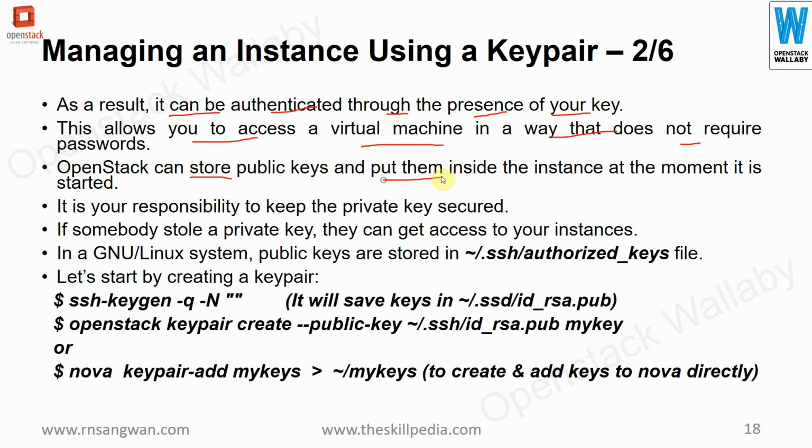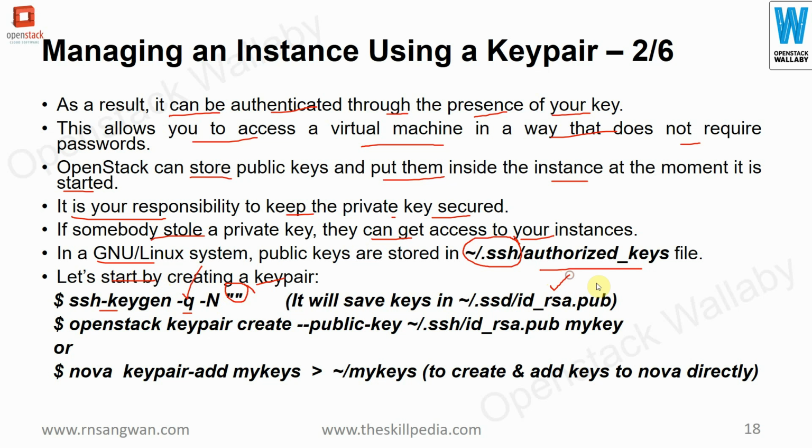OpenStack can store public keys and put them inside the instance at the moment it is started. It is your responsibility to keep the private key secured. If somebody stole your private key, they can get access to your instances. In GNU Linux, the public keys are stored in the .ssh folder in your home directory in a file named authorized_keys. Let's start creating a key pair. ssh-keygen, and you give a name. Basically, this is no password, we call it a passphrase. No passphrase, and quick create. Otherwise, if you don't specify this, it will ask you a lot of questions. So it will quickly create a key and it will be saved.